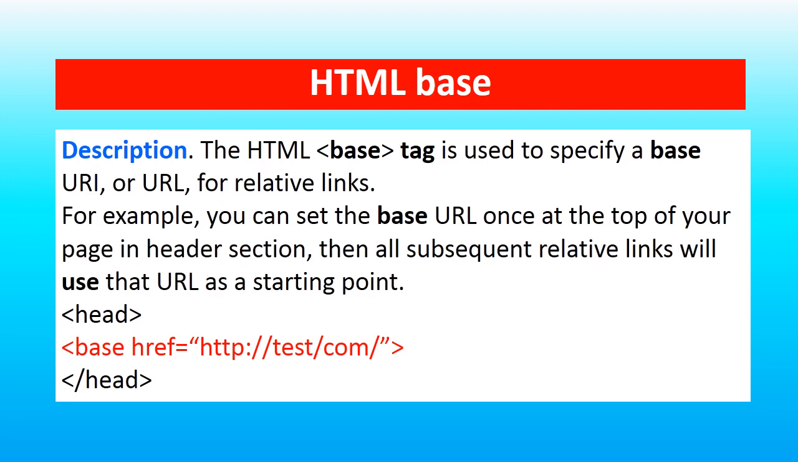HTML base. Now the base tag specifies the base URL, that is target, for all relative URLs in a page, for relative links. For example, you can set the base URL once at the top of your page in the header section. Then all subsequent relative links will use that URL as a starting point.